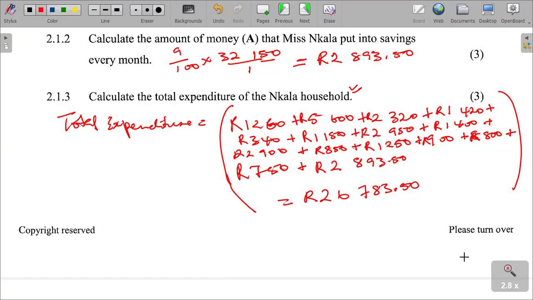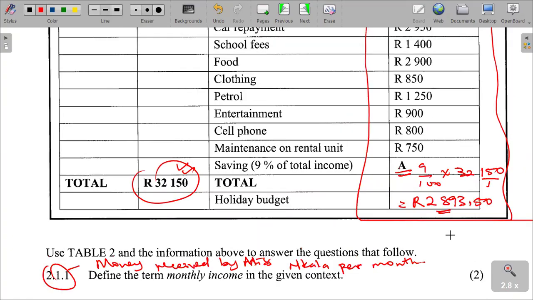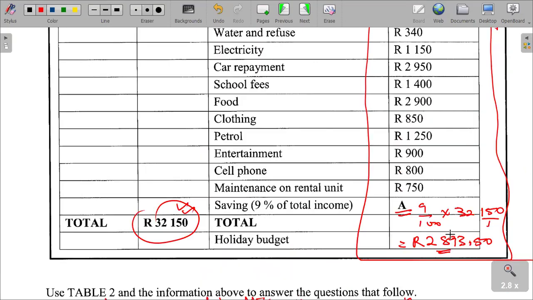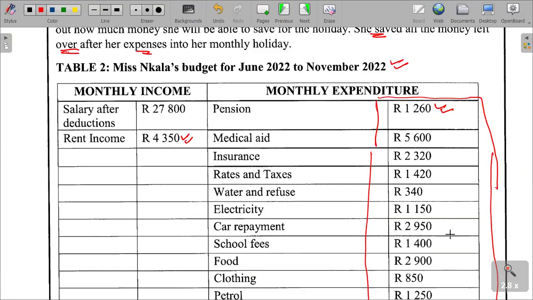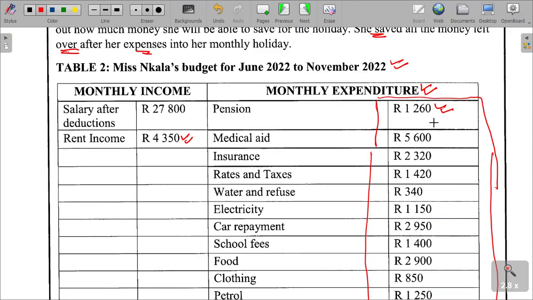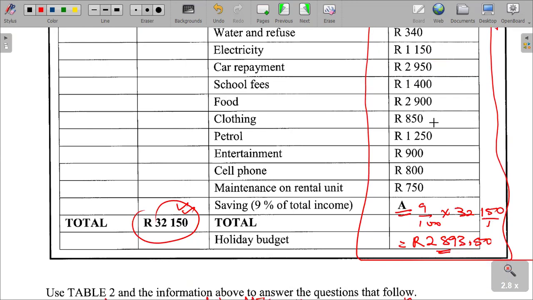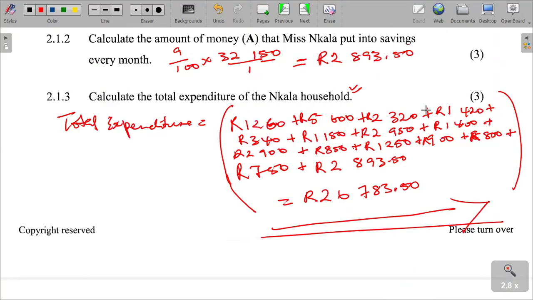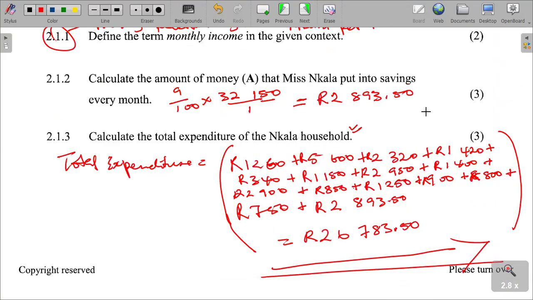So what I'm saying is, the total expenditure of Miss Ngala's household, as you can see, you are just adding the monthly expenditure, all of it. That's why you see it is quite a long list, because we are taking all the figures on this list. We add all of them, and we get that the answer is 26,783 rand 50 cents. That is the total expenses for the Ngala household.